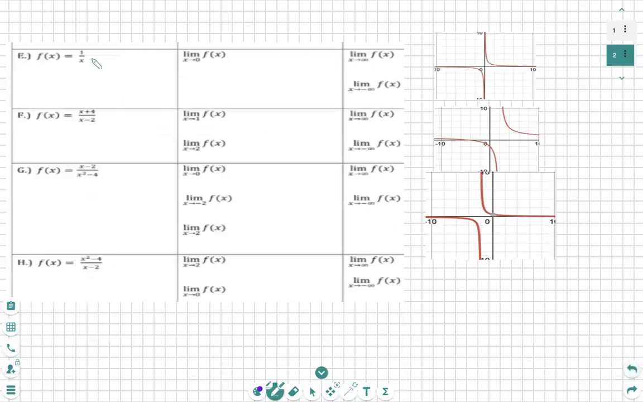We can also plug in 0, and we know that we're not allowed to do this. So this limit does not exist. We can confirm this by understanding that the left and right sides go to negative infinity and positive infinity, different directions.